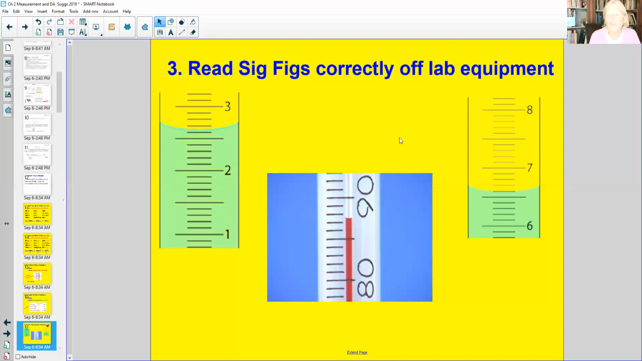The same is true for these measurements using these instruments. I want you to try to write these measurements. I'll pause, and then I'll go on to the slide with the answers.